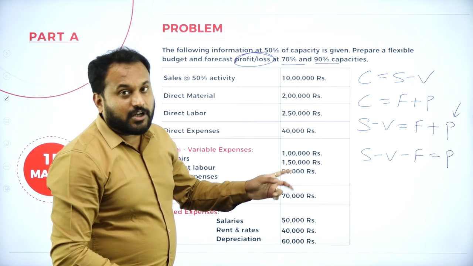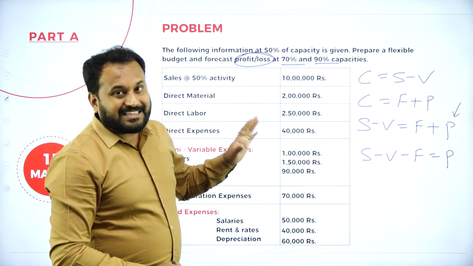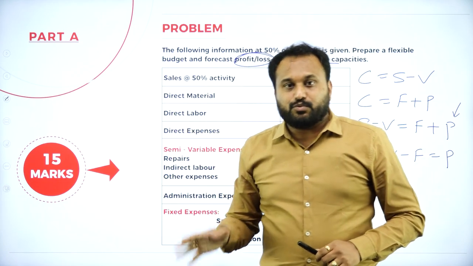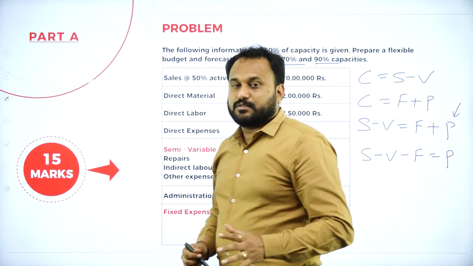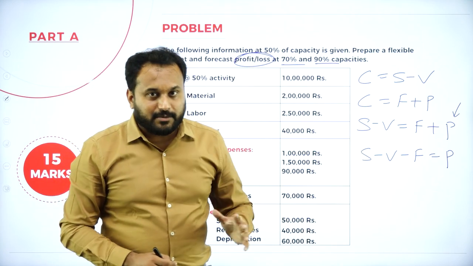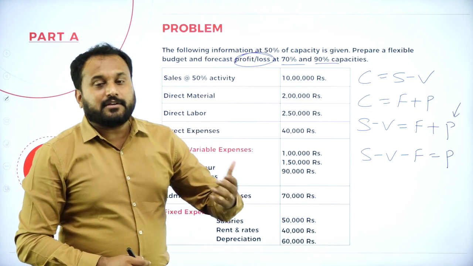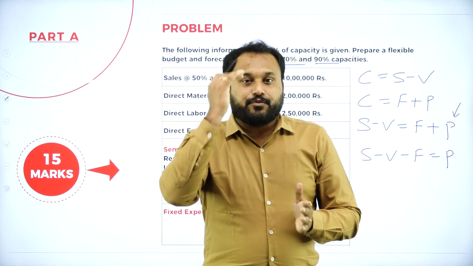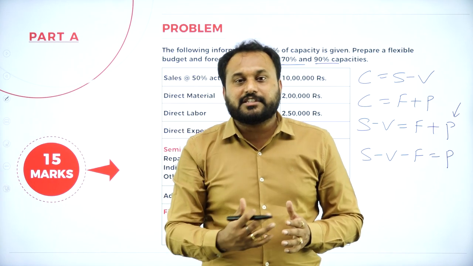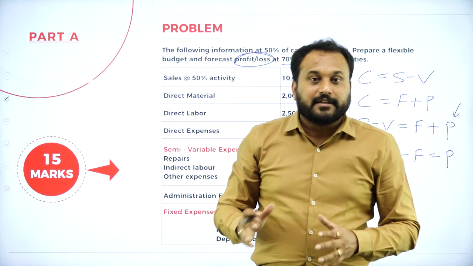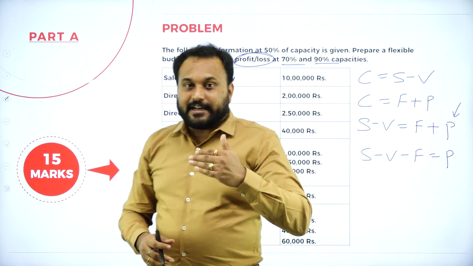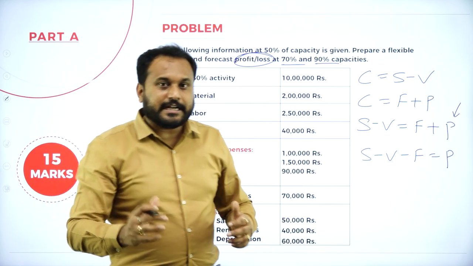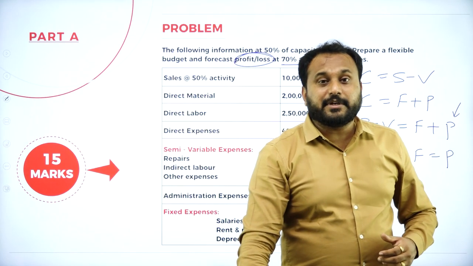If I am getting profit or loss, what is the format of the flexible budget? Very simple. Calculate variable costs on one side, that is your total variable cost. Then you are supposed to add your fixed cost. Variable cost plus fixed cost, we call that the total cost. Then leave a line and write sales. Now sales minus total cost is your profit or your loss. That is how you are supposed to go with the flexible budget.